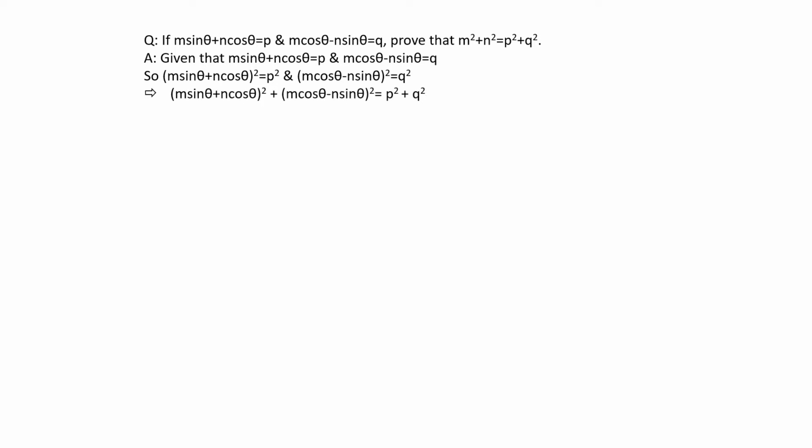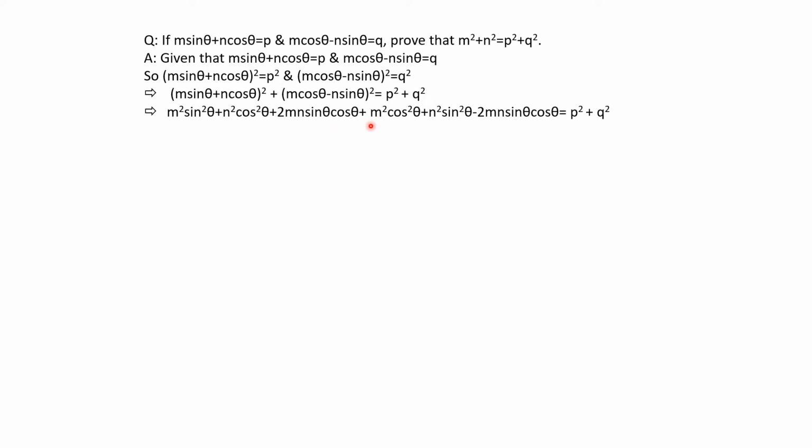On adding, we can write it as (m sin theta plus n cos theta) whole square plus (m cos theta minus n sin theta) whole square equals p square plus q square. On expanding, we get m square sin square theta plus n square cos square theta plus 2mn sin theta cos theta plus m square cos square theta plus n square sin square theta minus 2mn sin theta cos theta equals p square plus q square.